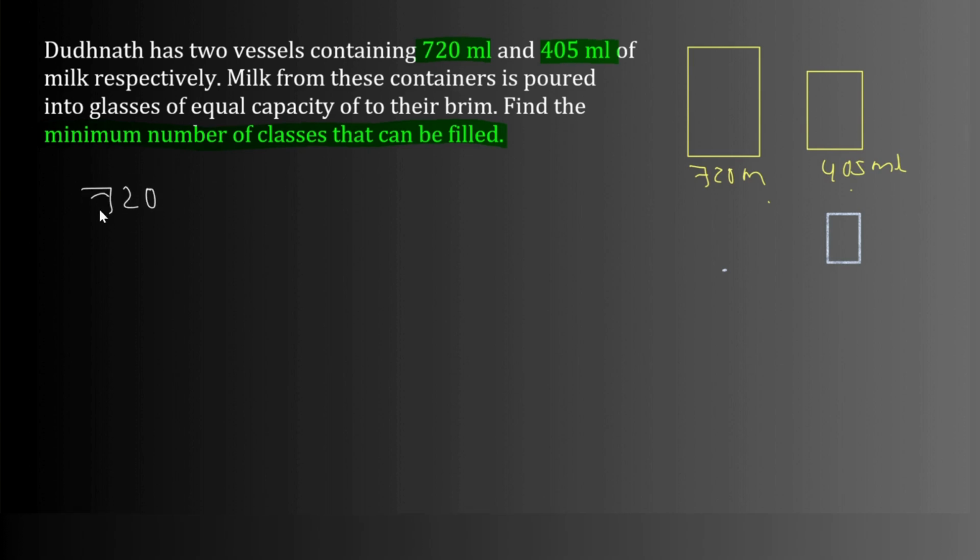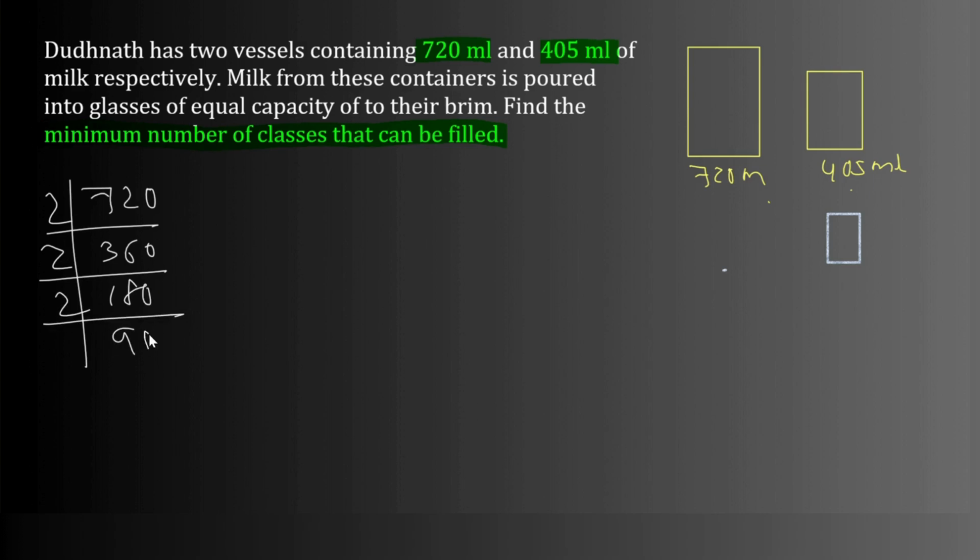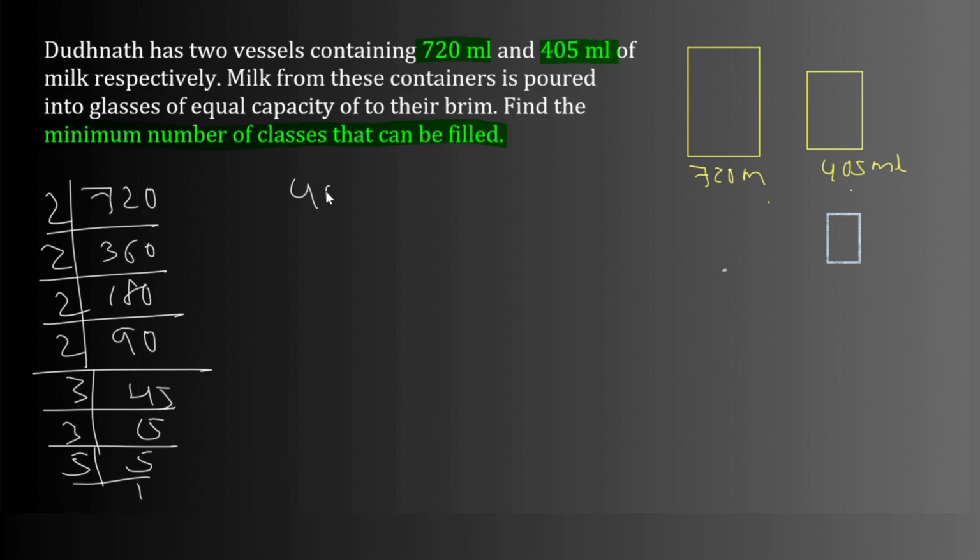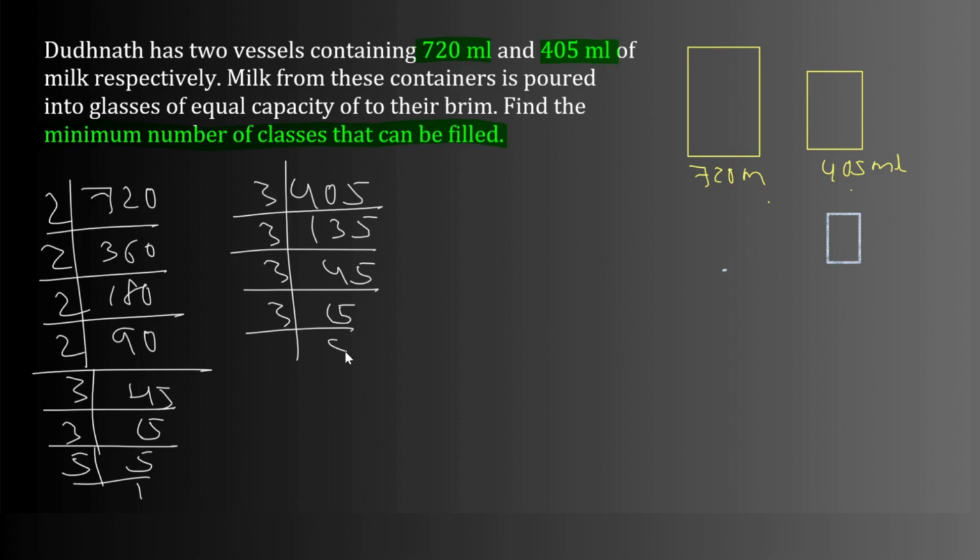So let's say if I find the HCF first. This is 360 times, 180 times, 90 times, 45 times, 15 times, 5 times, and 1 times. For the other number, which is 405, this is divisible by 3, so this is 135 times, with 3 again, this is 45 times, with 3 again, 15 times, and 3, 5 times, 5, 1 times.